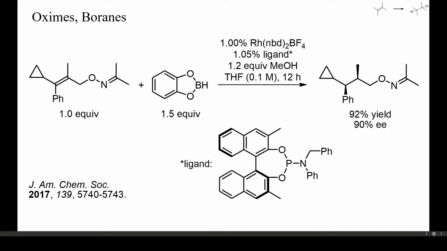Oximes are usually reduced to secondary amines or hydroxylamines upon catalytic hydrogenation or treatment with boranes. In the presence of a chiral rhodium catalyst, however, allyl oximes can be hydrogenated enantioselectively at the C=C double bond. As reducing agent, catecholborane was used, and even tetra-substituted olefins underwent this reaction.